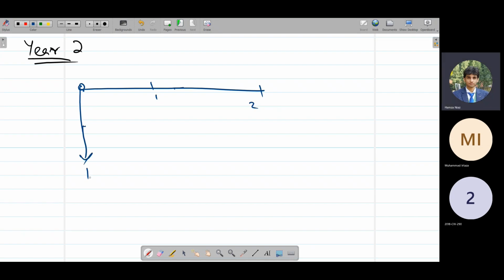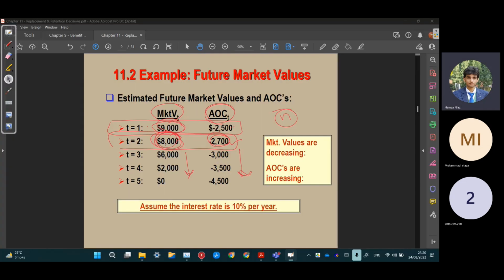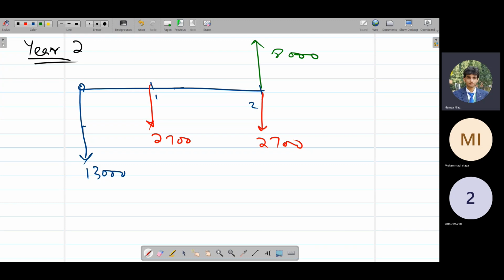The first market value is 13,000 again. The annual operating costs are 2,700 for each year. And the market value at the end of year 2 would be 8,000. So again, we can find its present worth or its annual worth. It depends on us. We can also find its future worth. Or we can find any of these, the answer would be the same. The answer would not change. So if we again find its present worth, or if we want to move like the example, we have found its annual worth. So if we also find its annual worth, what would it be?